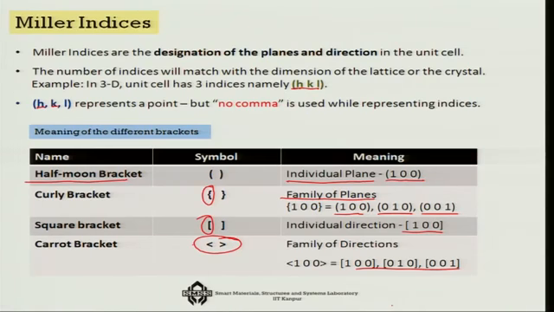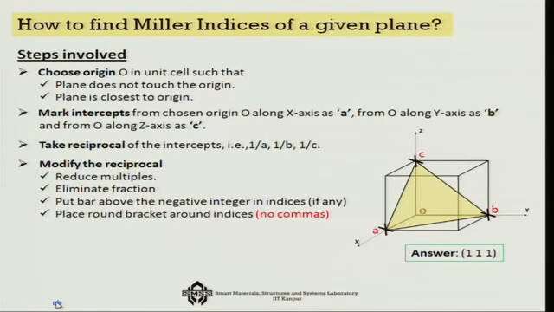So, we have to keep this sign convention in our mind: round brackets are for an individual plane, and for a family of planes you use curly brackets. Square brackets are for an individual direction, and for a family of directions you use angle brackets. With these conventions in mind, let us see how to find the Miller indices of a given plane.